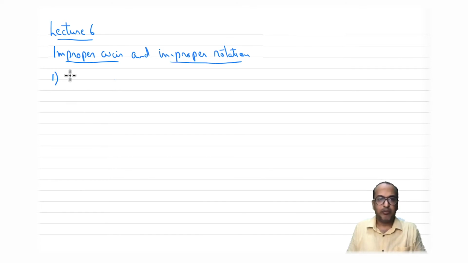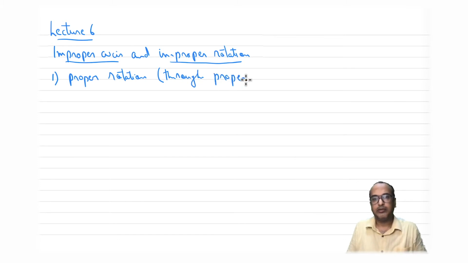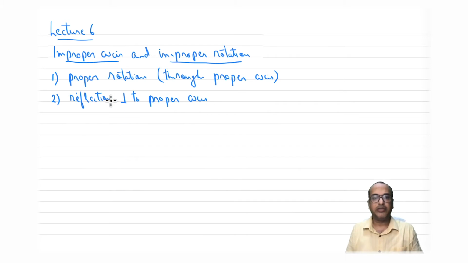So first is proper rotation through a proper axis. We have already seen what a proper axis is. And the second part is reflection perpendicular to the proper axis. So reflection via a plane which is perpendicular to the proper axis of rotation.